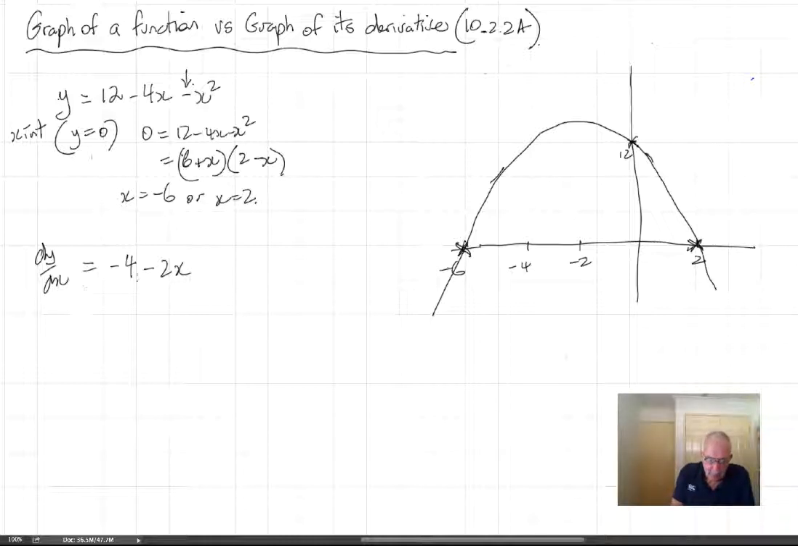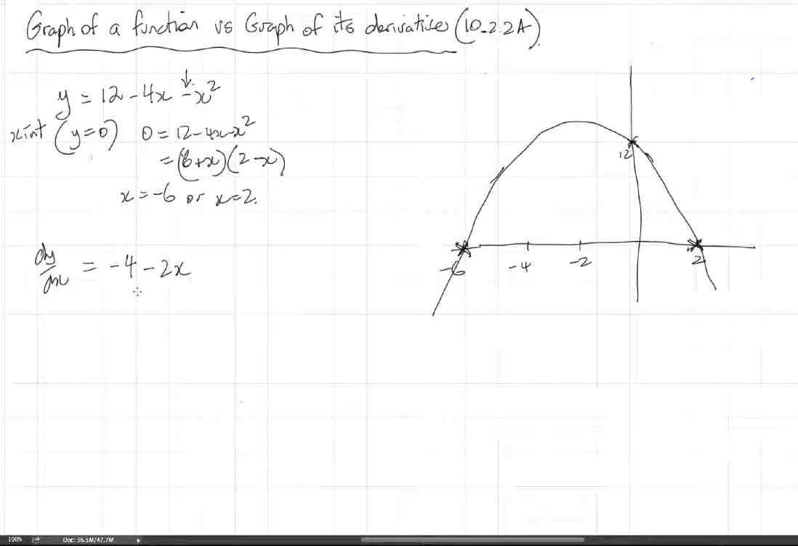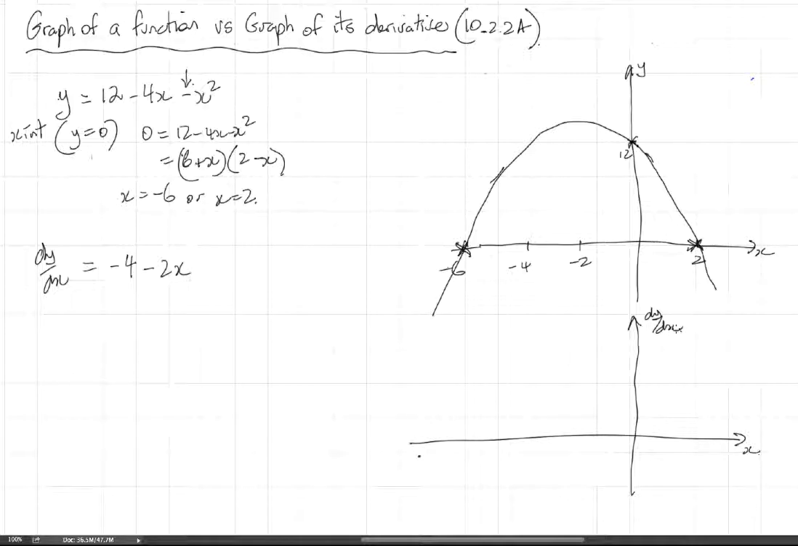So it might be a really nice idea if we actually do this on another graph straight underneath. So if I draw this, this was y and this is x, so this will still be my x. Let's move it up a bit here. So that's still my x, but instead of it being y, this is going to be dy dx, or the gradient. You can see that it's going to cut at negative 4. And we can calculate where it cuts the x-axis. The x-intercept is when dy dx equals 0.